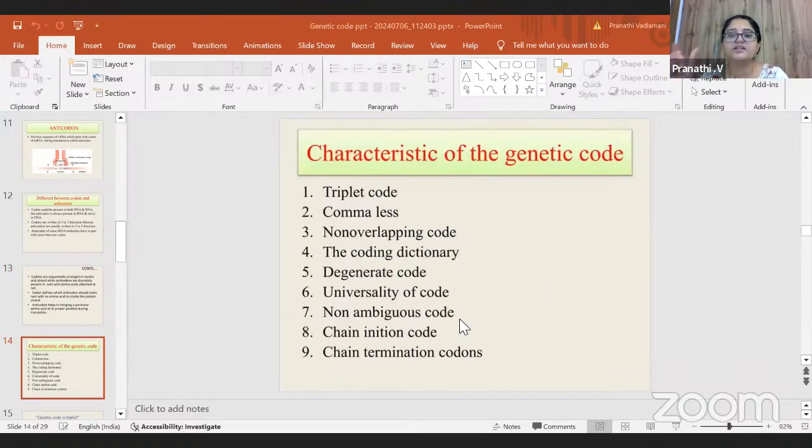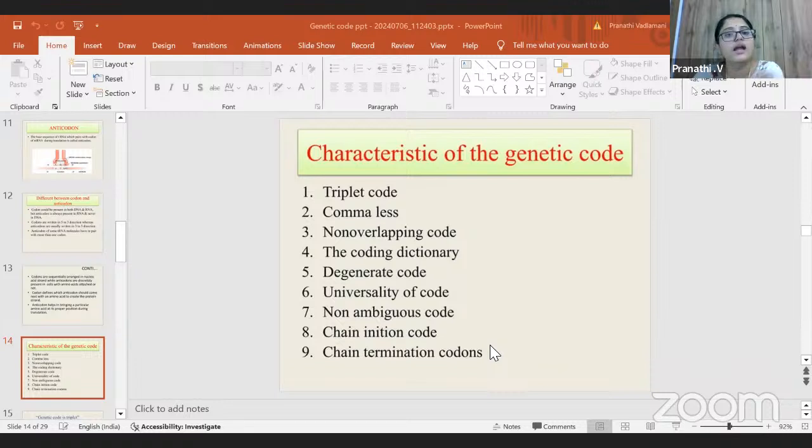So what is the characteristic of this particular genetic code? It is a triplet code, and it has not got any kind of pause in between. This code is not going to be overlapped, and there is a particular way in which it is going to be read. It is degenerate, and it is universal for any living organism, be it right from bacteria to human beings and any other living organism.